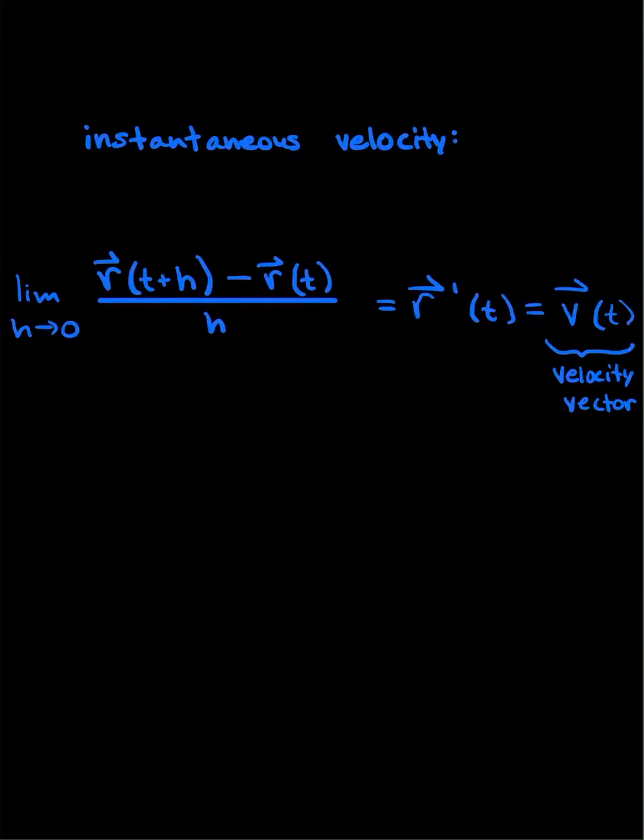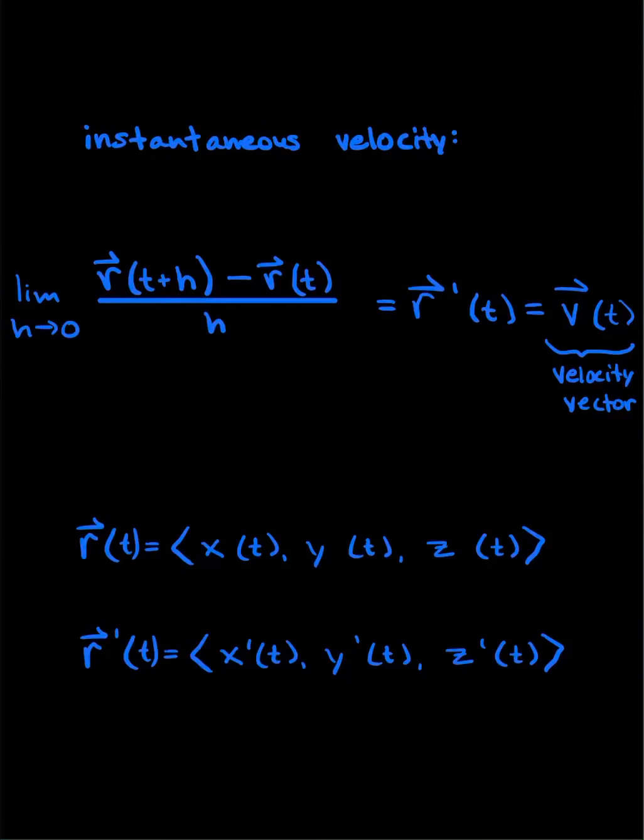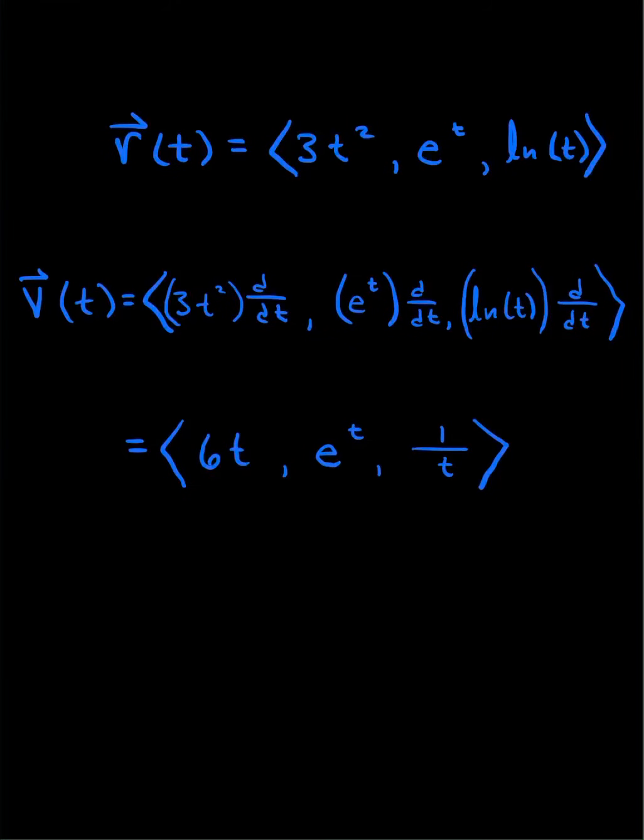To compute the derivative of the position vector r equals x, y, z, we take the derivative of each part. So r prime equals x prime, y prime, z prime. Oh, that makes sense, says Zeeble. Horus quickly uses this derivative equation and the position vector of the asteroid that they got from their leader to find the velocity vector of the asteroid. The velocity vector is 6t, e to the t, 1 over t.